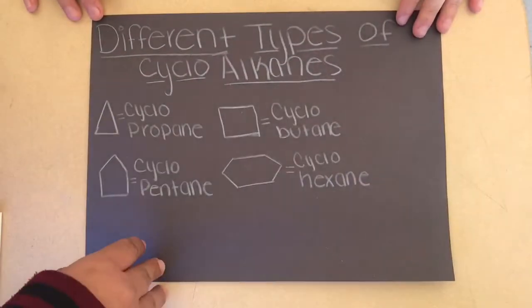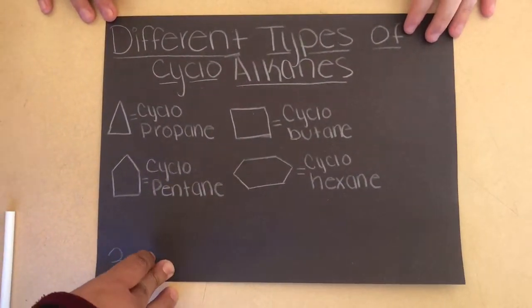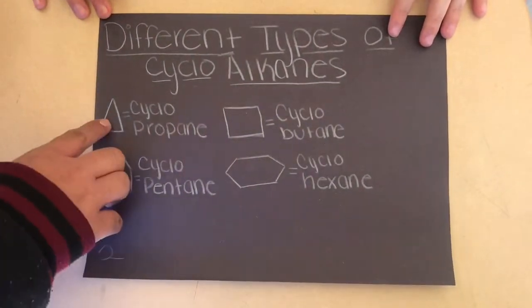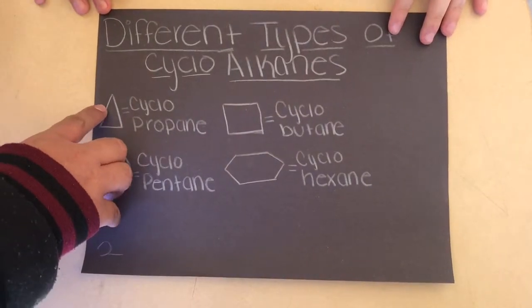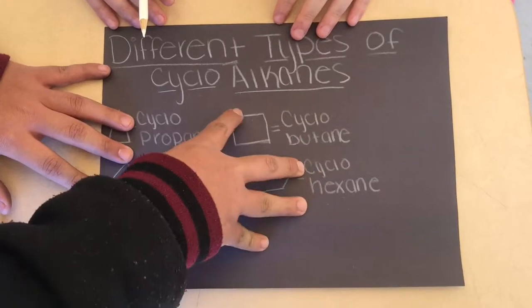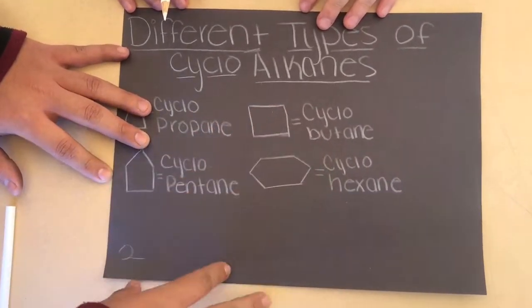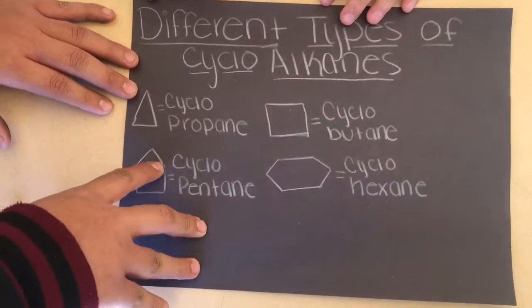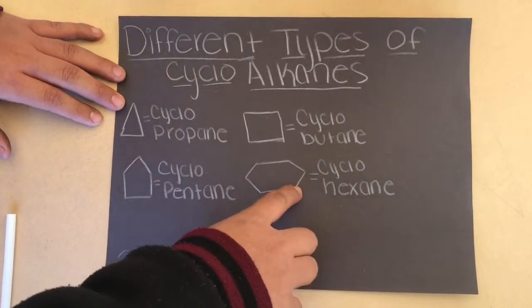These are all different shapes of alkanes. They all have different amounts of sides. Cyclopropane, three sides. Cyclobutane has 4 sides. Cyclopentane, 5. And cyclohexane, 6.